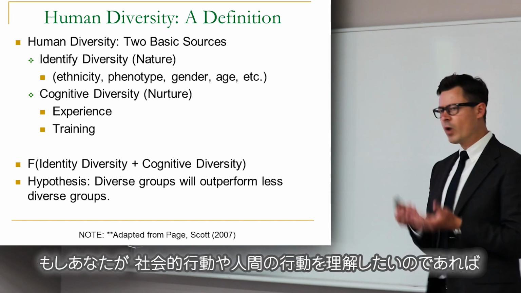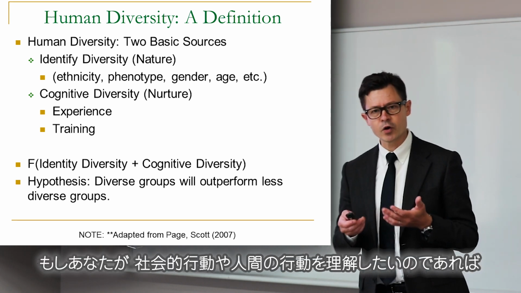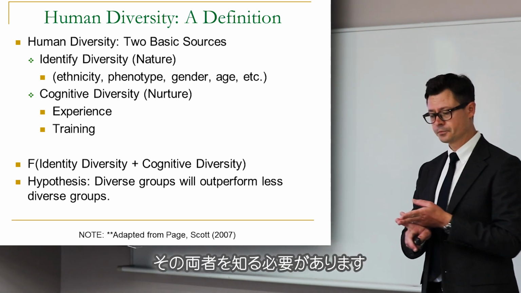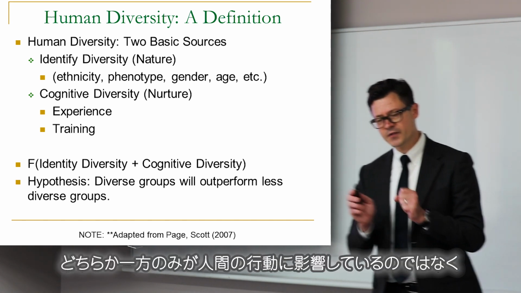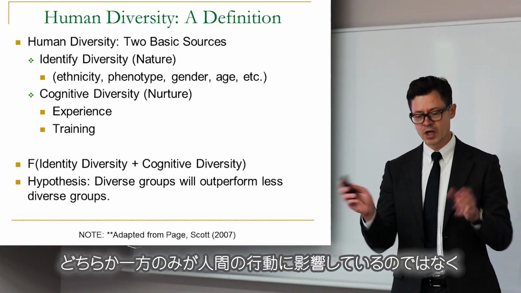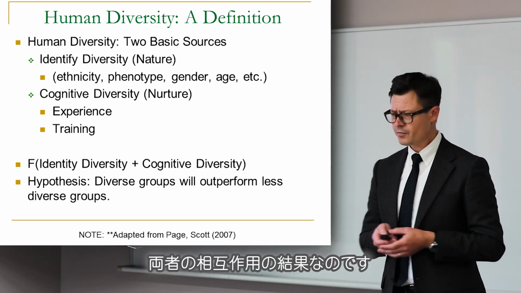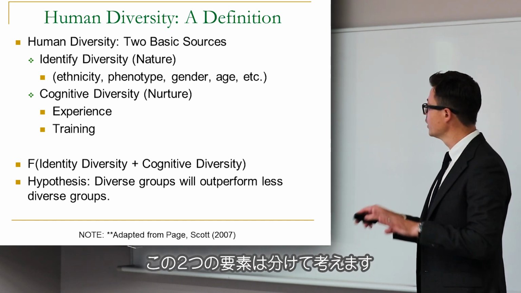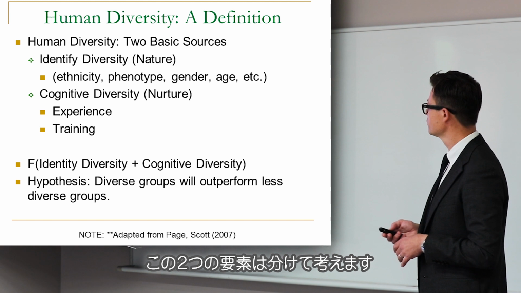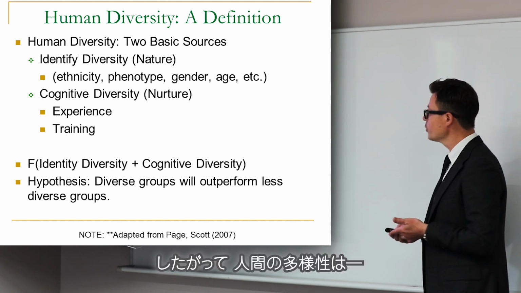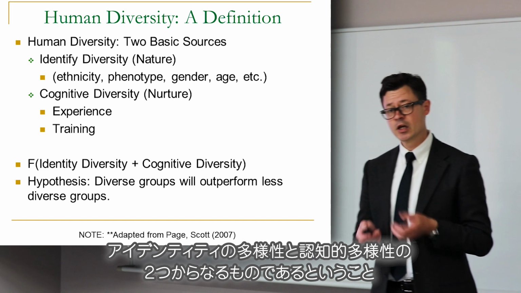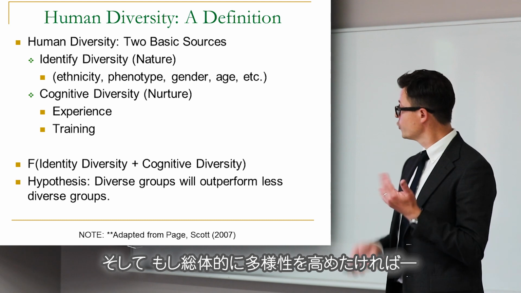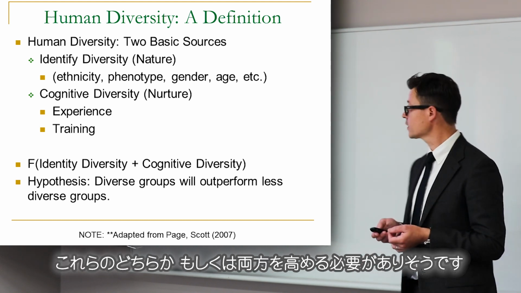And I'll tell you one thing, so if you want to understand social behavior or human behavior, you need to understand nature, or attempt to, and you also need to understand nurture. And one thing that we do know is it's oftentimes not either nature or either nurture, but this lovely interplay between the two. So that complexity discussed, we're going to keep it simple and have these two as distinct. So we would say then that human diversity is a function of these two factors. So identity diversity and then cognitive diversity. So if you want to increase diversity overall, you just increase one or both of these factors.